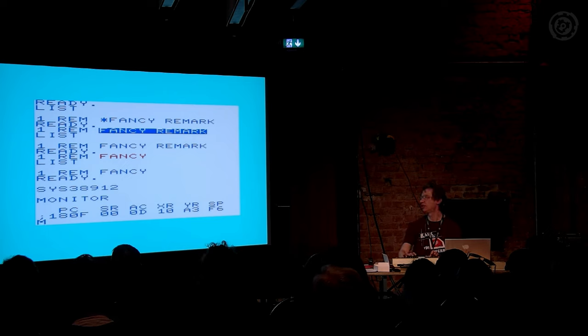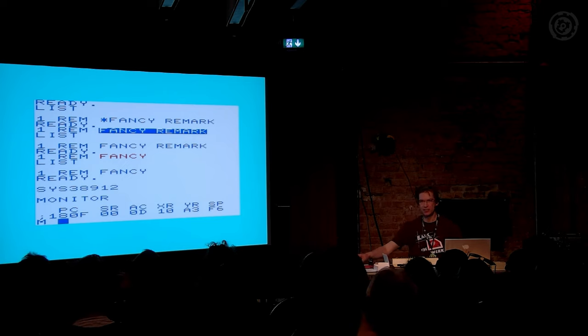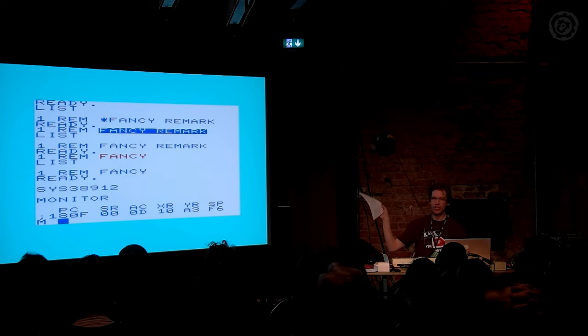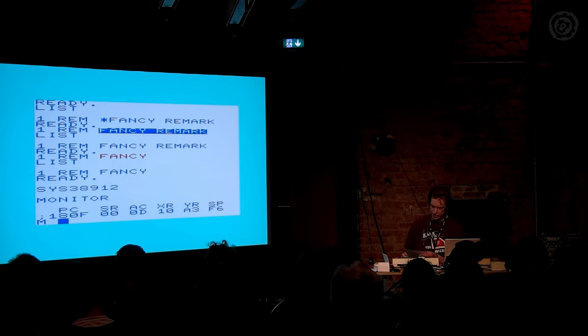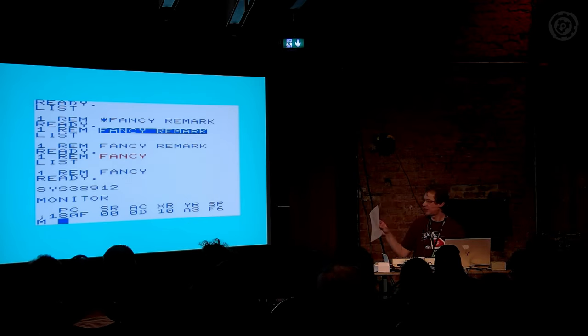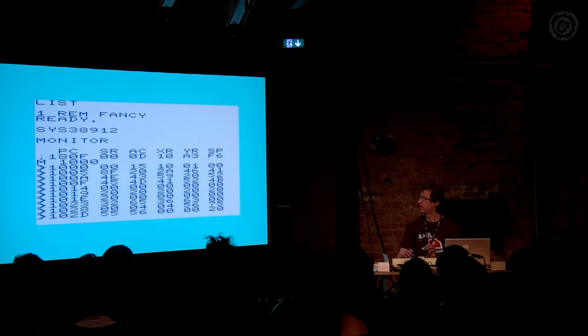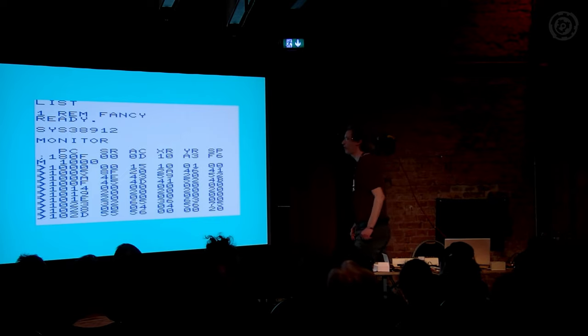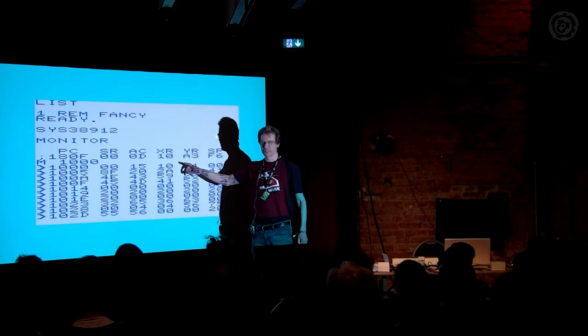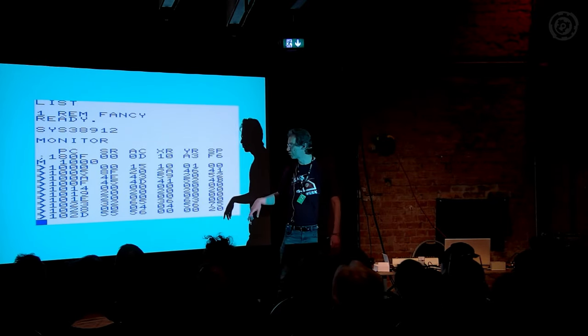We have started with an unexpanded VIC-20. If you look at the left column, you see that the BASIC memory starts at 1000 hex. That is something we just take a look at. You see there is a hex dump of the memory, and what you see is the tokenized code of the BASIC program.